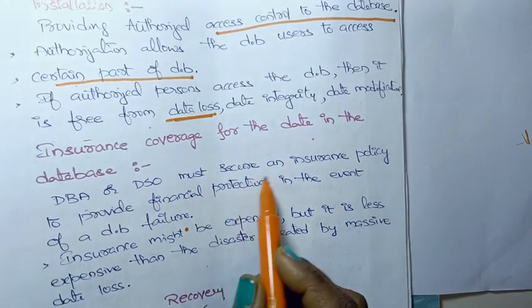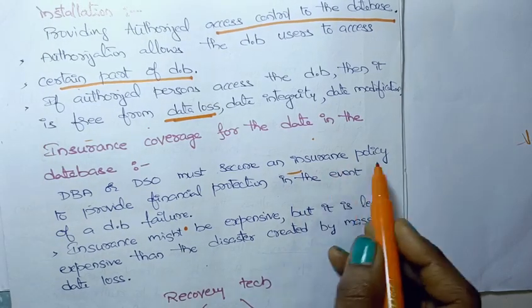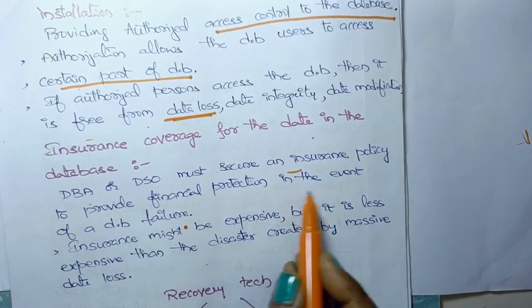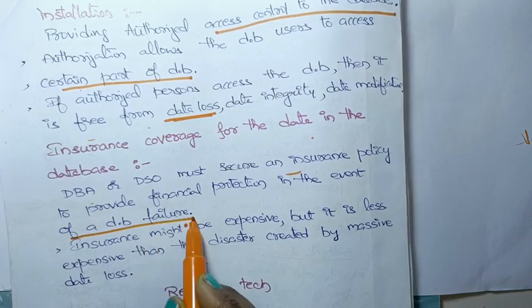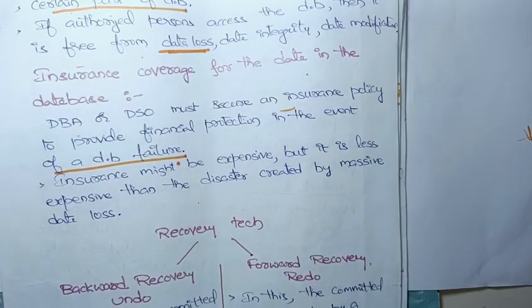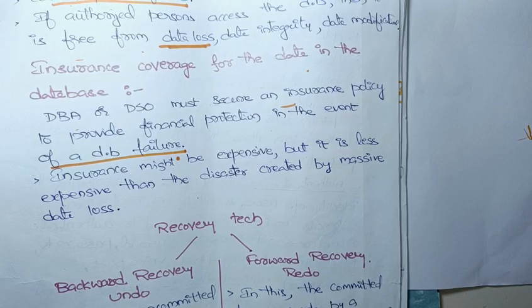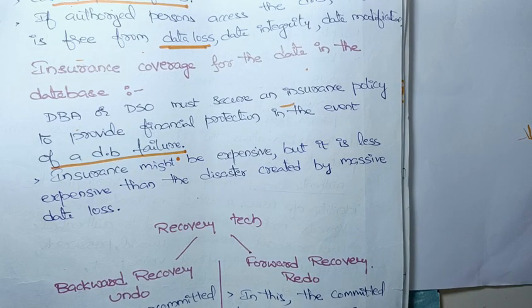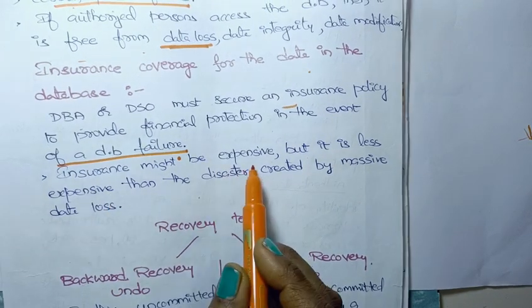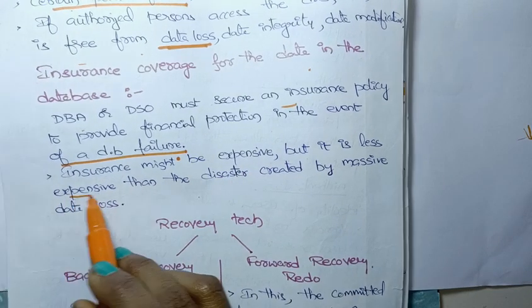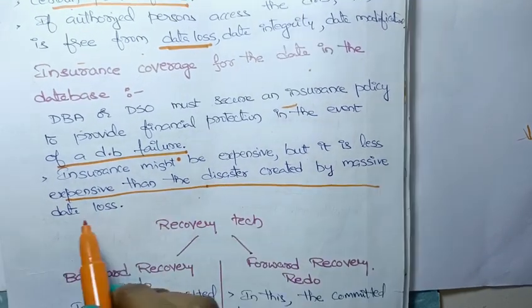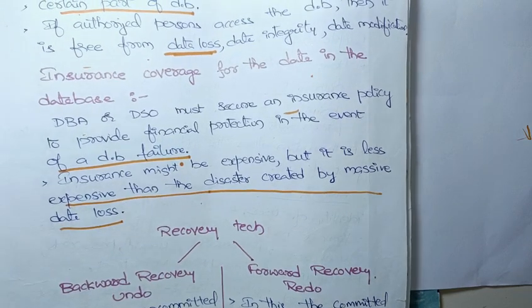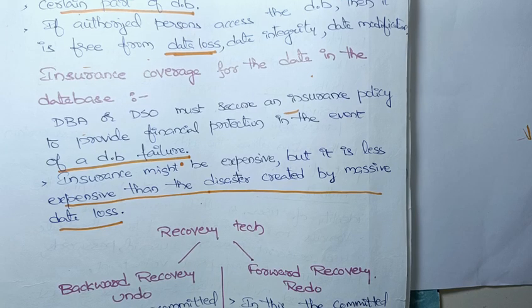Next one, insurance coverage for the data in the database. The database administrator must secure an insurance policy to provide financial protection in the event of database failure. In case database failure occurs, the DBA must provide the financial protection. Insurance might be expensive, but it is less expensive than the disaster created by massive data loss.